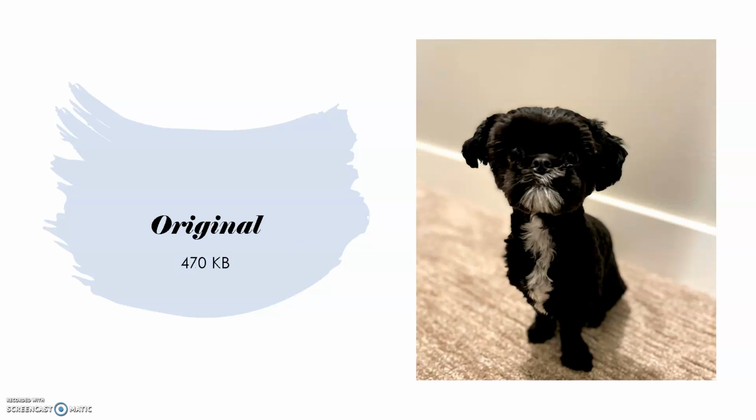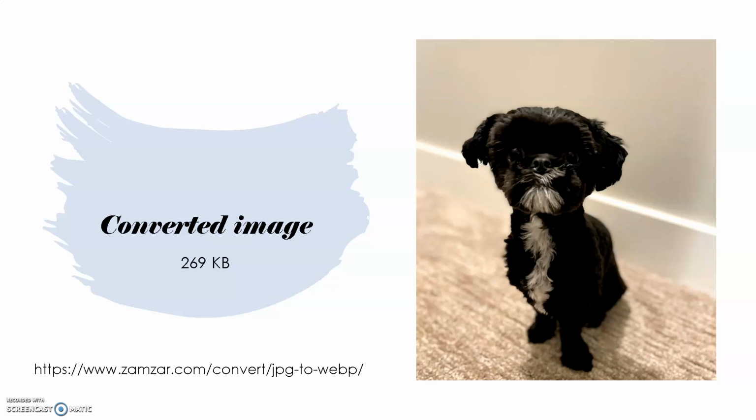And here's another example that I have. It's a picture of my dog. The original file starts at 470 kilobytes, and the converted image is now 269 kilobytes, so that went down by about 200 kilobytes, so it went down by a lot, and for a website that would be a lot faster to load. And again, here's the same link that I used to convert this image.